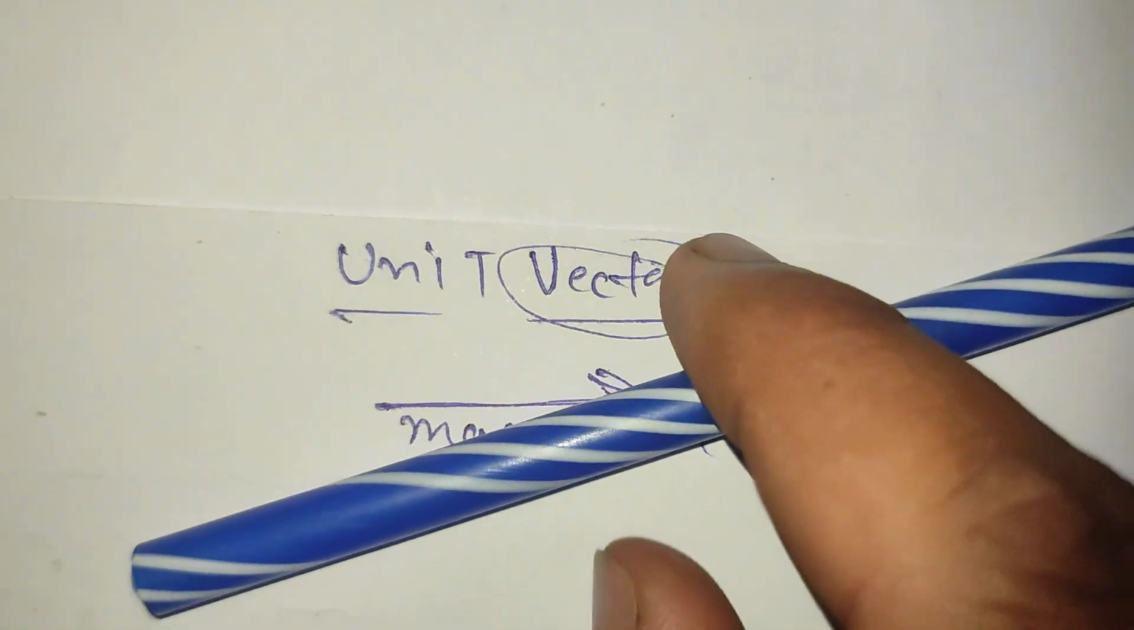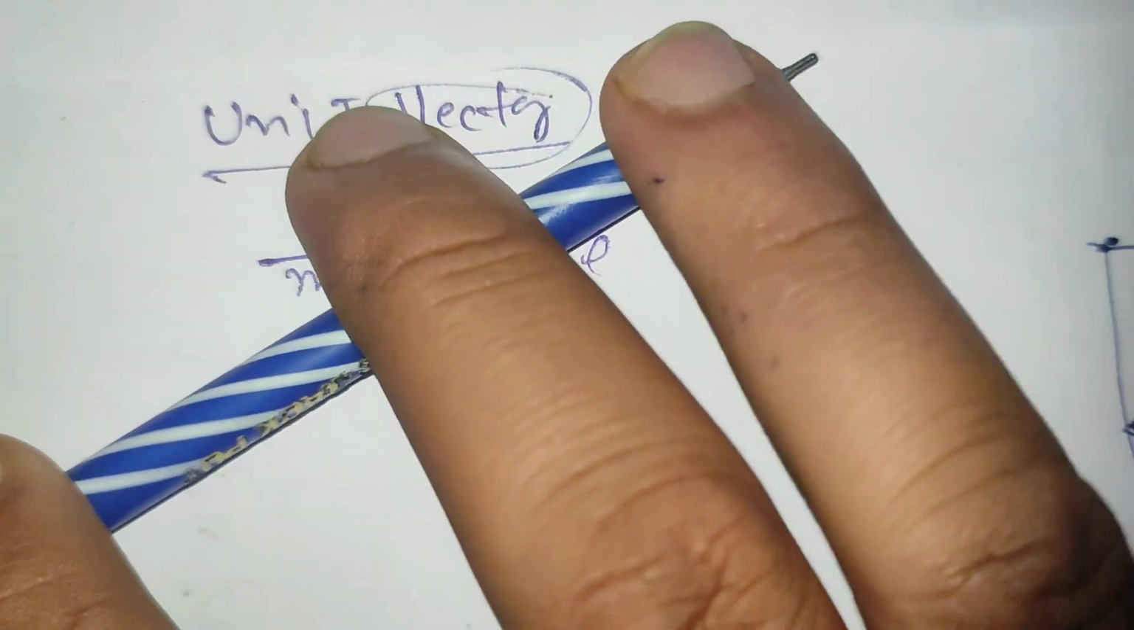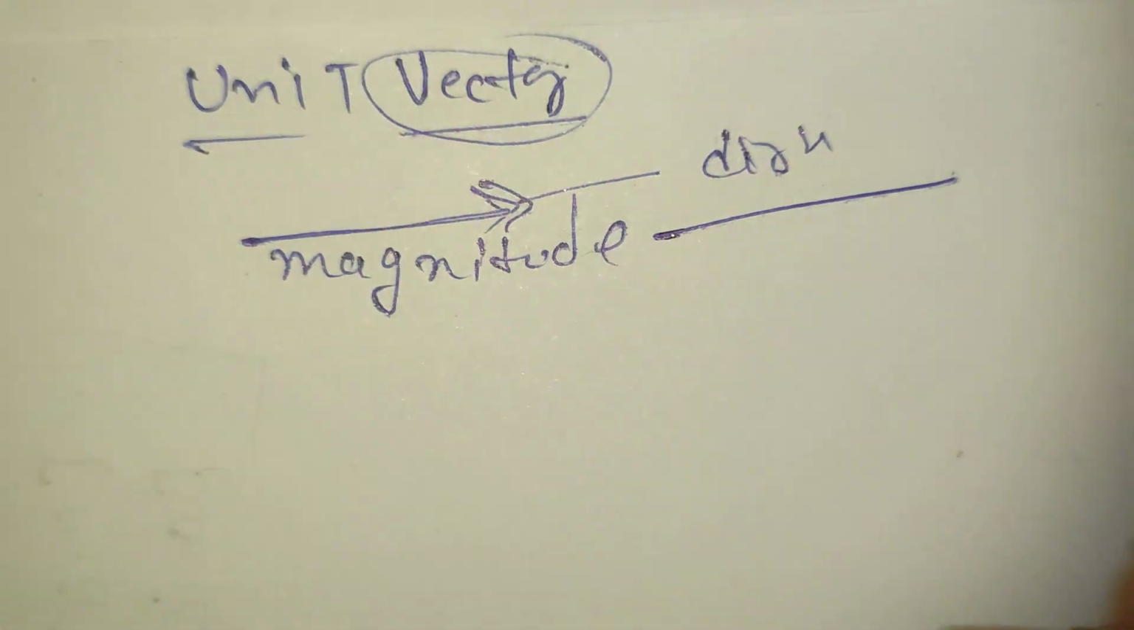For example, we say this tip is pointing in the east direction. That is an example of a vector.